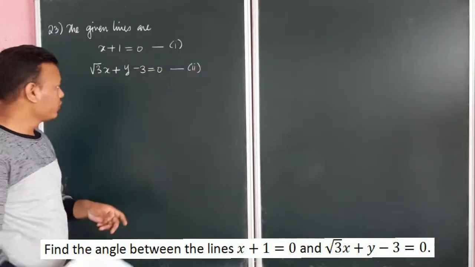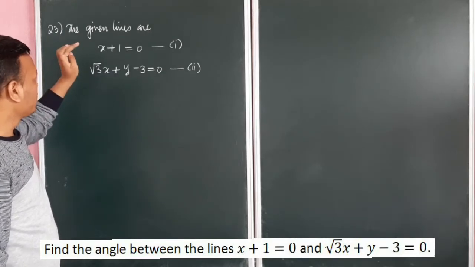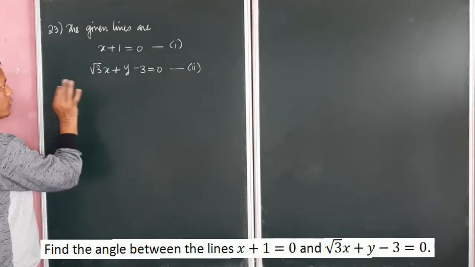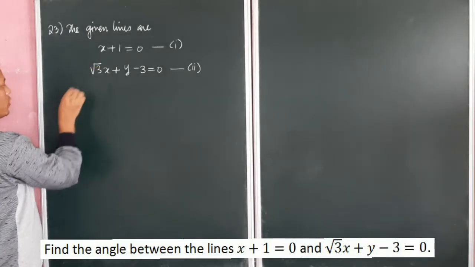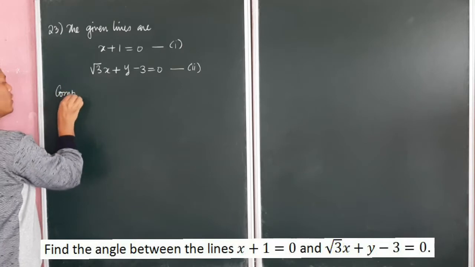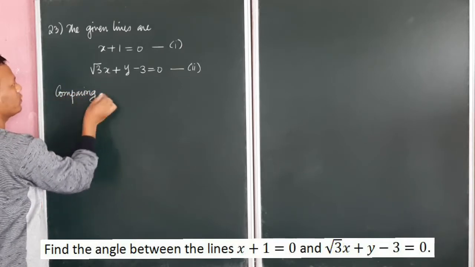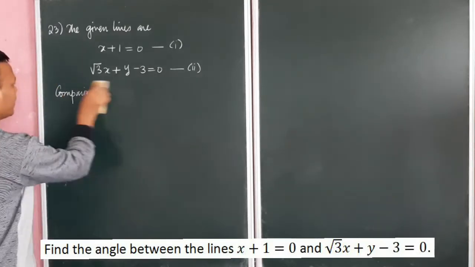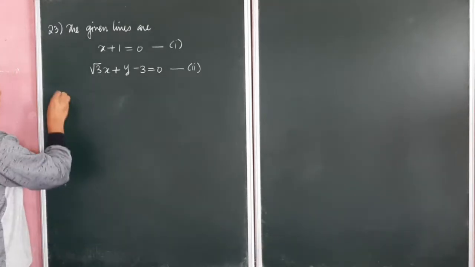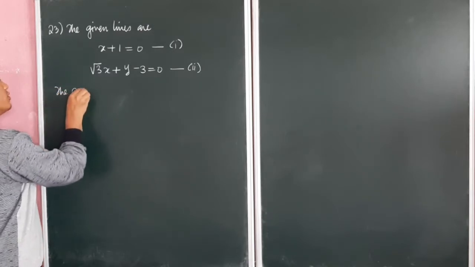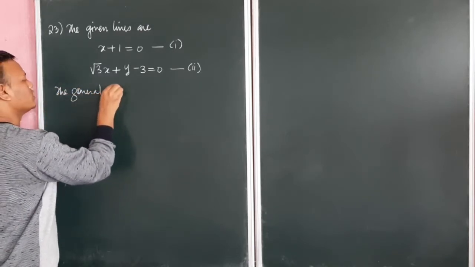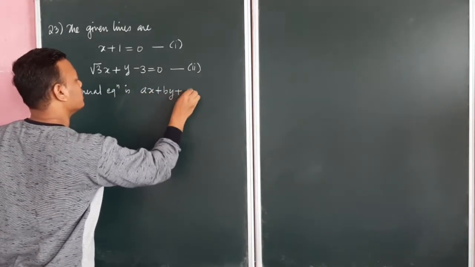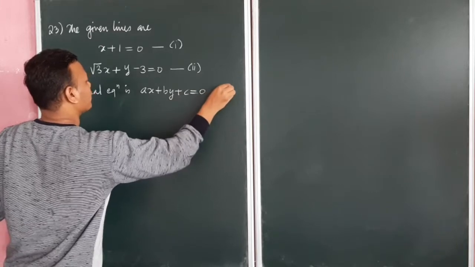Okay, so we need to find the angle of intersection between 1 and 2 using the very same formula. Comparing 1, or let me write it this way, the general equation is ax plus by plus c equals to 0. Let me call this equation 3.